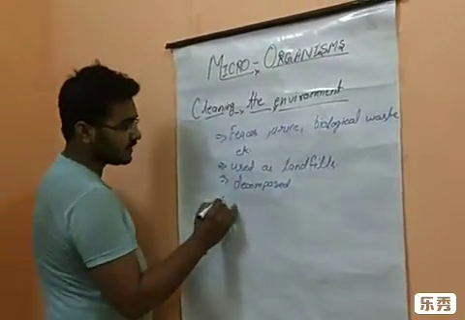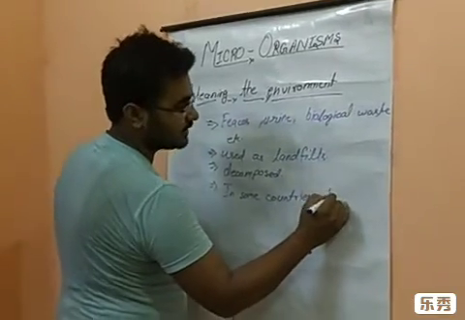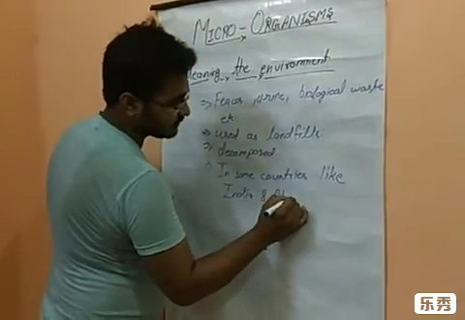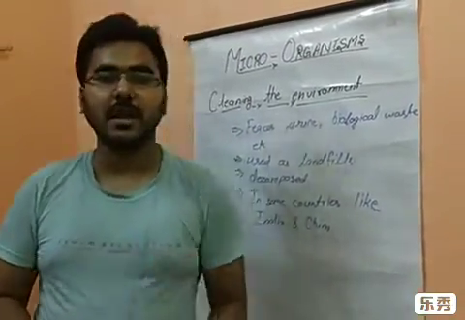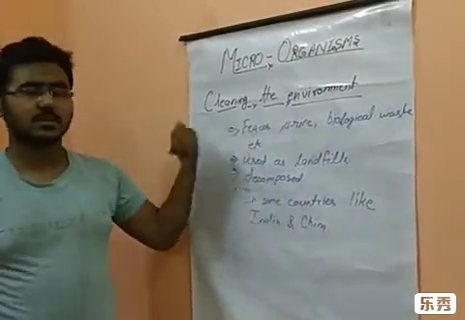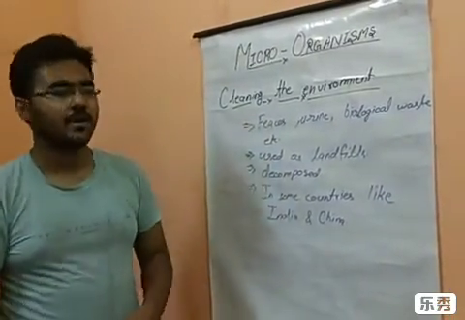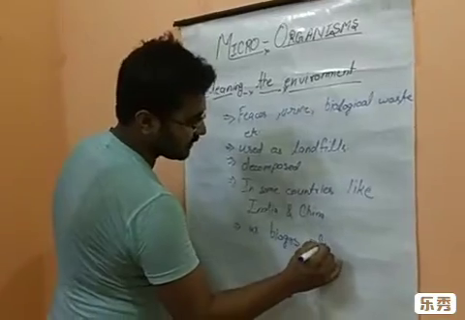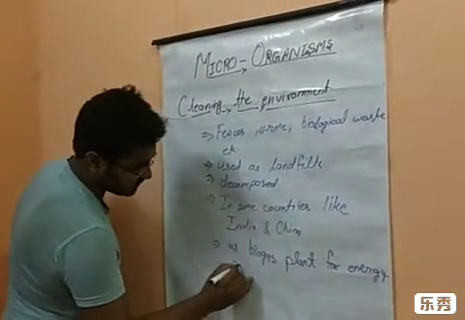Second thing, in some countries like India and China, this waste can be used in a biogas plant, and it will create methane gas that can be used for generating electricity and for some other purposes. So these feces, urine, or biological waste can be treated as landfill for returning the nutrients, or as a biogas plant for energy purposes.